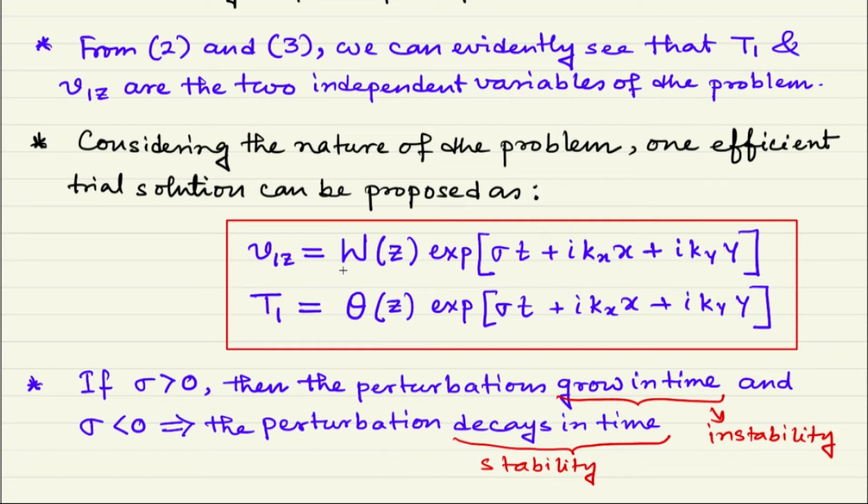Now, what we will do is propose that the solutions for V1Z and T1 have this type of nature. I am talking first about V1Z. The solution will be equal to some function W, which is a function of z only, because the convective motion will take place mostly along the z direction.